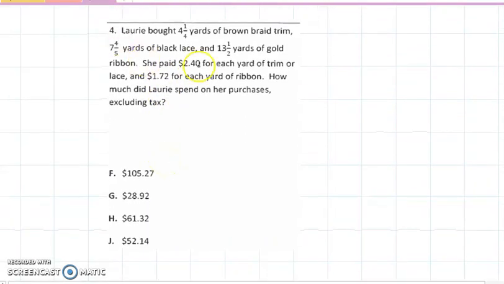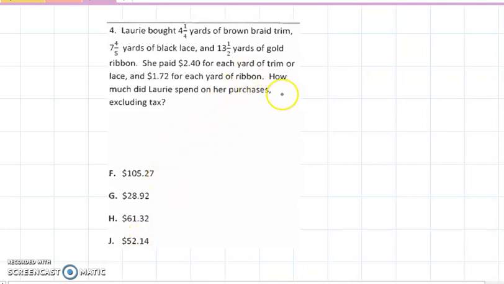Okay, number 4 there. I'll read the question and answer. Laurie bought 4 1/4 yards of brown braid trim, 7 4/5 yards of blue lace, and 13.5 yards of gold ribbon. She paid $2.40 for each yard of trim or lace, and $1.72 for each yard of ribbon. The question is, how much did Laurie spend on her purchases excluding tax? Answer choices: F is $105.27, G $28.92, H $61.32, and J $52.14.